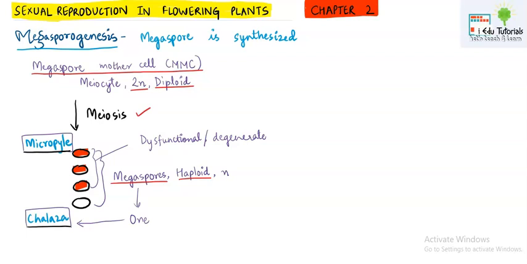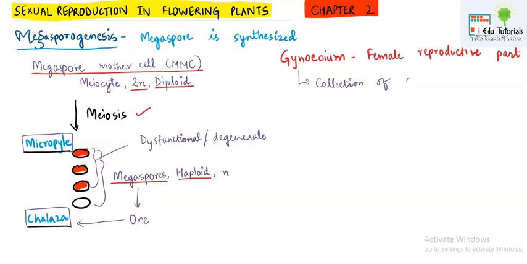Now before we start further, let's understand some more details about gynoecium. Gynoecium is the 4th and the innermost whorl of a flower. This is very important because this is the female reproductive part. Now if I want to define gynoecium, I may define it as the collection of carpels or pistil.